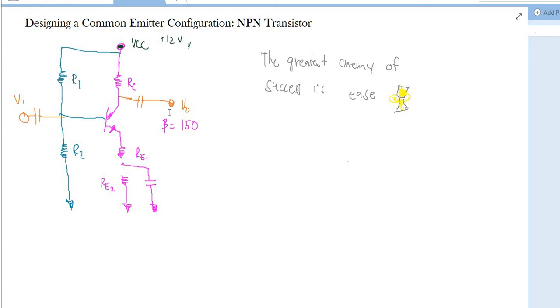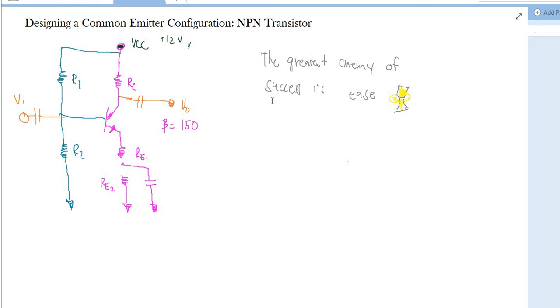Hi guys, today in this video we will design a common emitter configuration, specifically an NPN transistor. As you can see, I drew it in this way. This is the emitter configuration that we're going to design in this video.